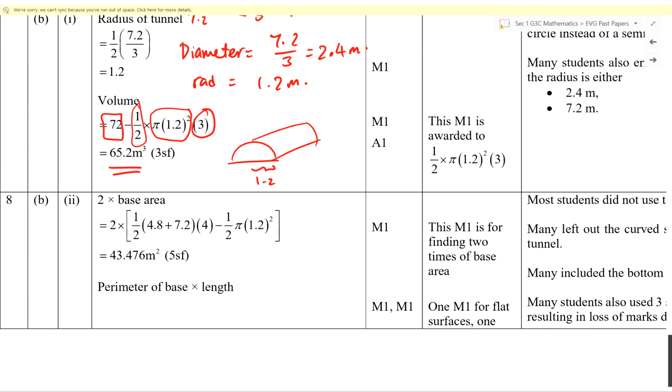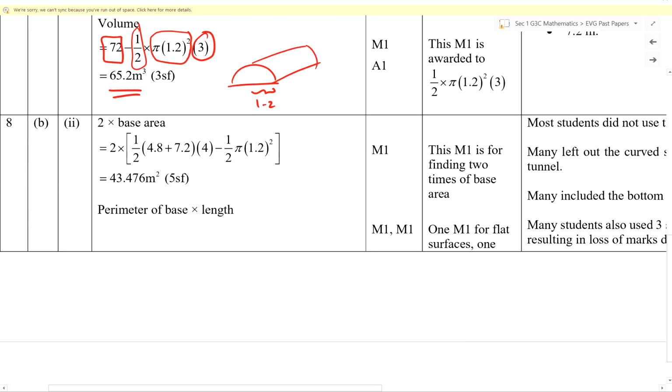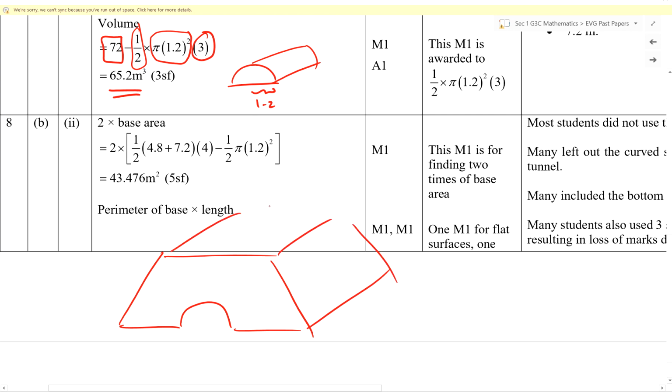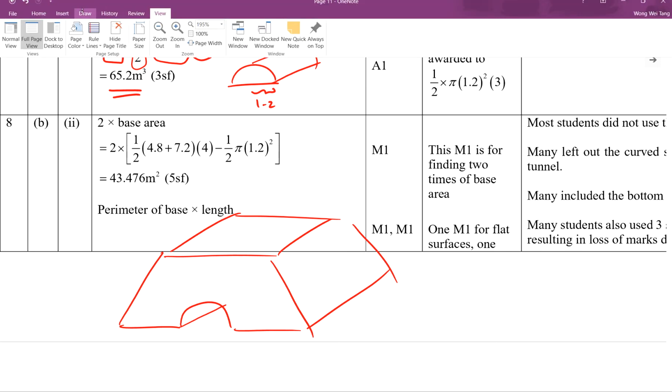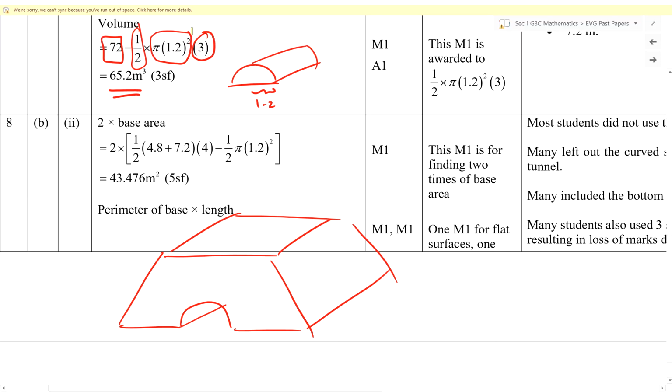So for part 2, the surface area of the structure. They tell us not to include the bottom of the structure, but I think some of you have misunderstood and thought that we don't need to calculate the curved portion. So for this, when we draw the outline, remember I always tell you that for surface area, we draw the outline of the cross-sectional area. So we have these 3 straight lines. They tell us not to include the bottom, but we still have to include the curve. So this will be our perimeter for calculation.